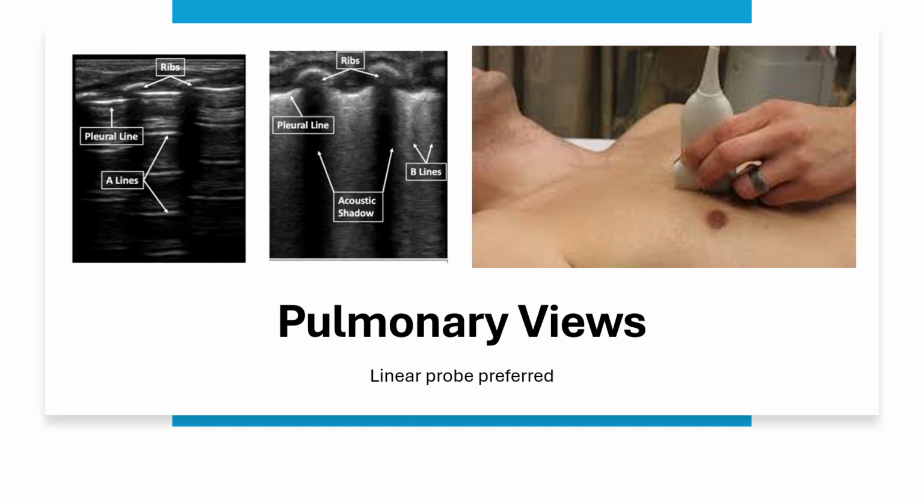Lung ultrasound is all about artifacts. At the top left, you see a typical image of a lung ultrasound. You see ribs with rib shadowing. You see a pleural line. You see A lines, which are reverberation artifacts of a pleural line. Sometimes you can see B lines, which are vertical lines stemming off the pleural line.